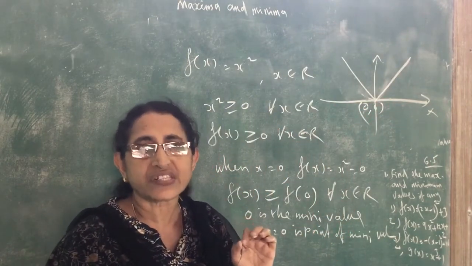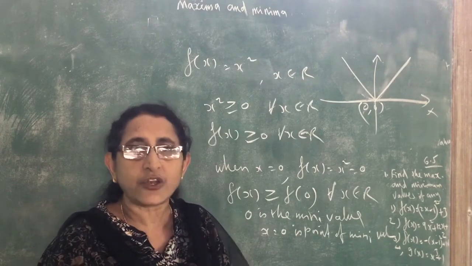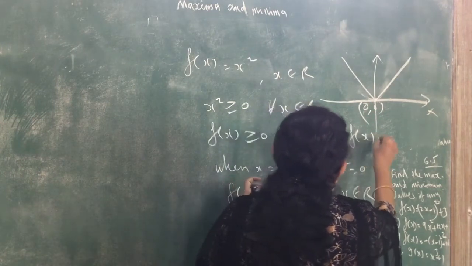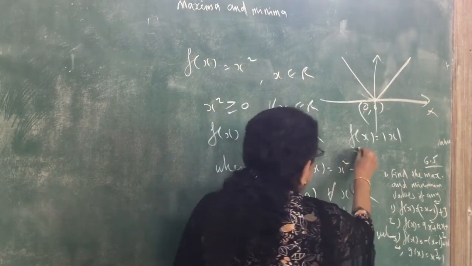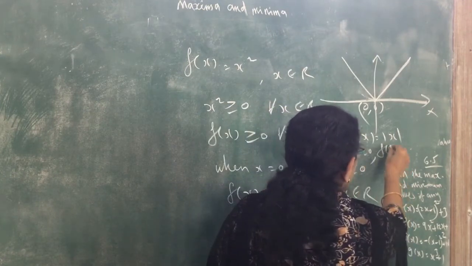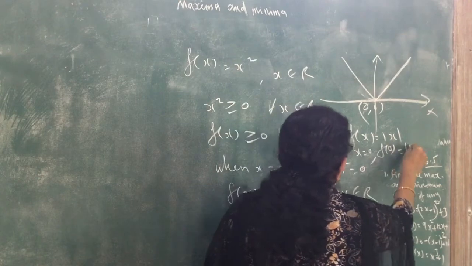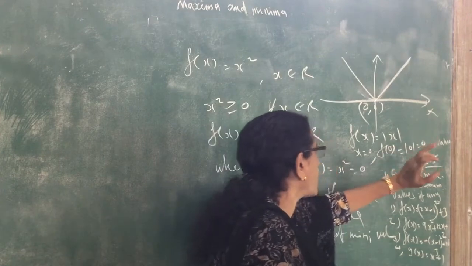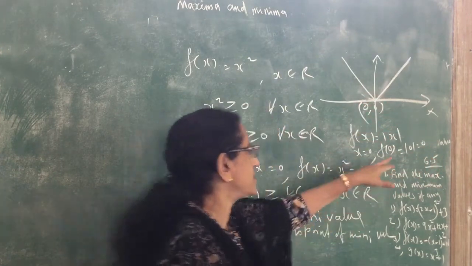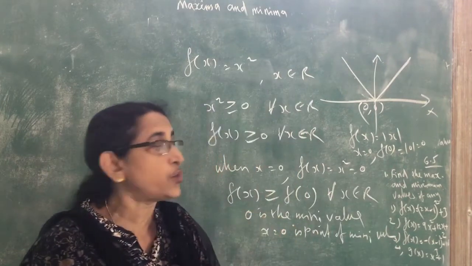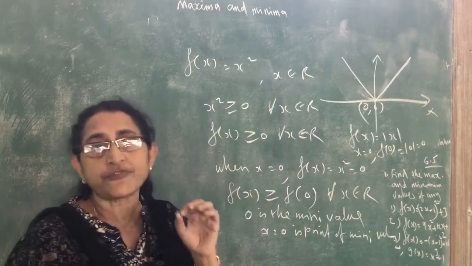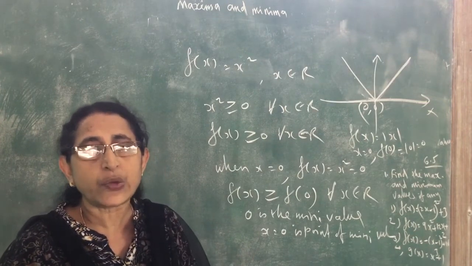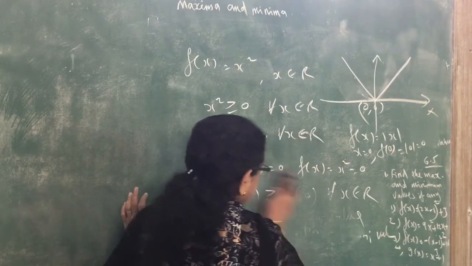So x equal to 0 is the point of minimum value, and the minimum value of the function is f of 0, that is equal to 0. See, where f of x equal to modulus x, when x equal to 0, the value of the function is called f of 0. That is modulus 0, that is equal to 0. So minimum value of the function is f of 0, and x equal to 0 is the point of minimum value. That is the difference. So these are the examples.